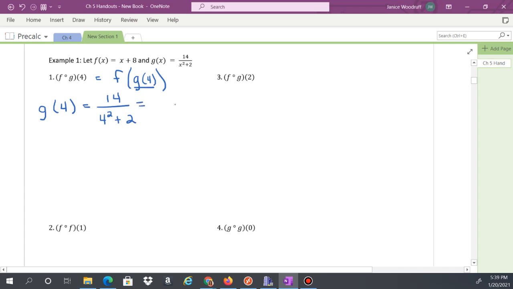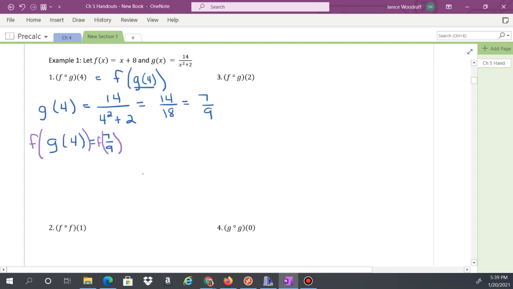So we're going to compute that. 14 over 4 squared is 16 plus 2, so 18. Then we reduce that. Those are both reducible by 2. 14 divided by 2 is 7, and 18 divided by 2 is 9. So we get that g of 4 is 7/9. Since we're doing f of g of 4, now we do f of 7/9, f of what g of 4 is.